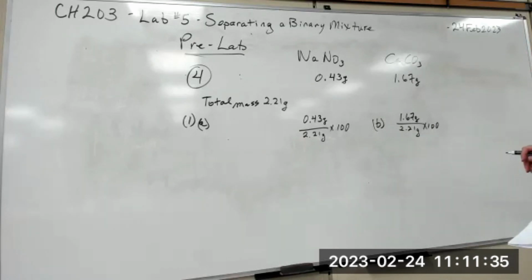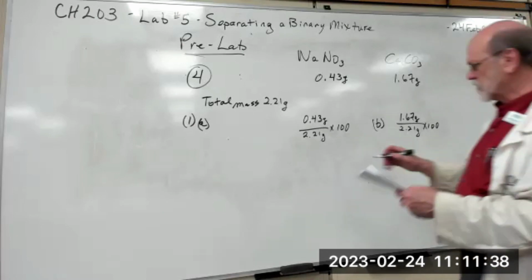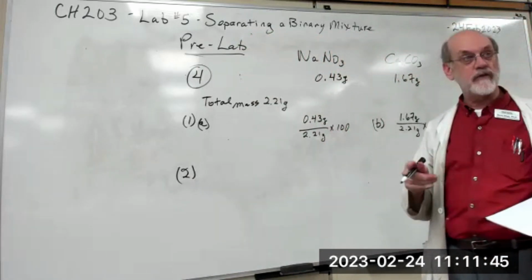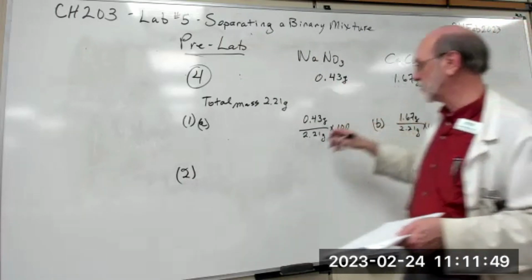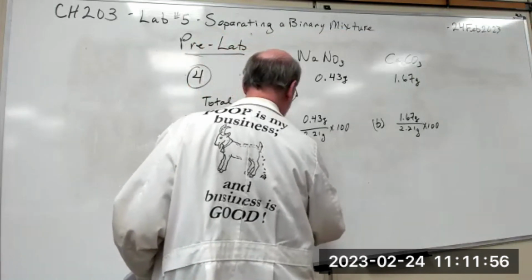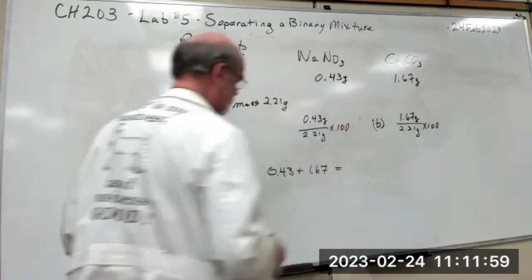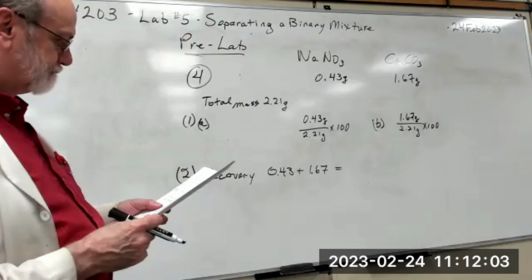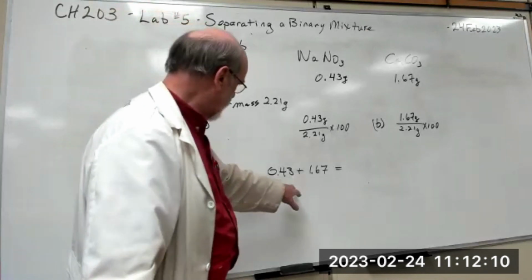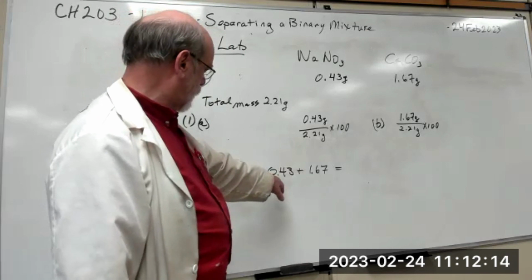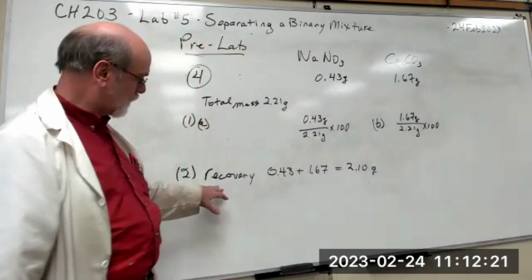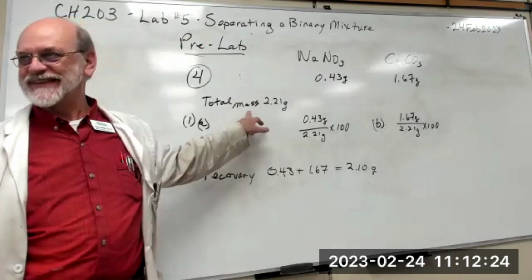Number 2 says calculate the total mass of sodium nitrate and calcium carbonate recovered. So that would be this one plus this one. This is recovery. 0.43 plus 1.67 equals something. I can look at that number. It's 2.10 grams. Notice that the recovered amount is not the same as we started with, right? We lost something somewhere.